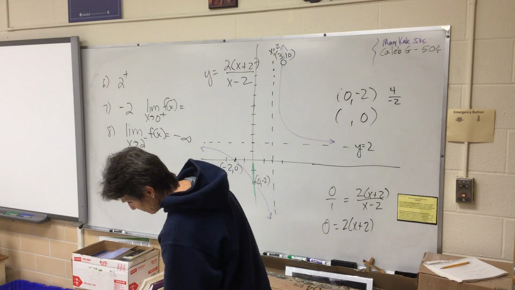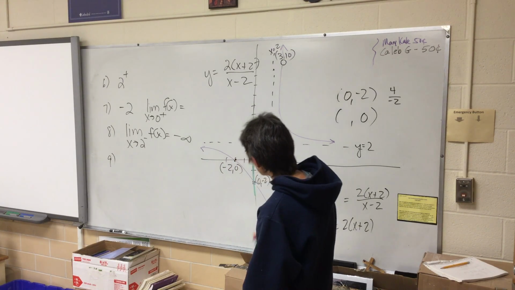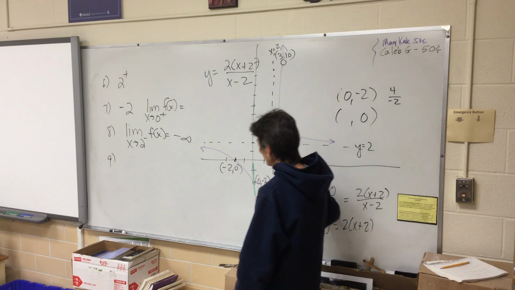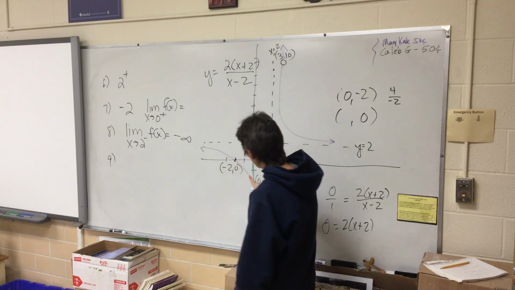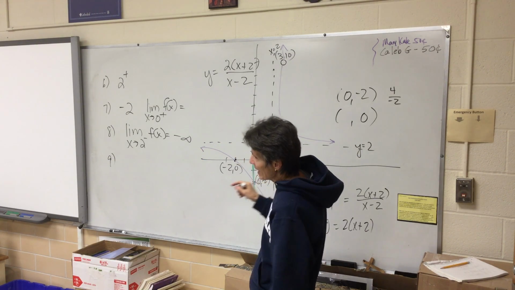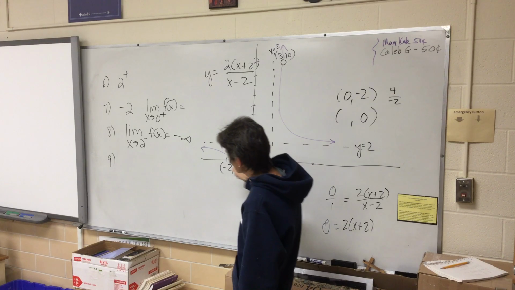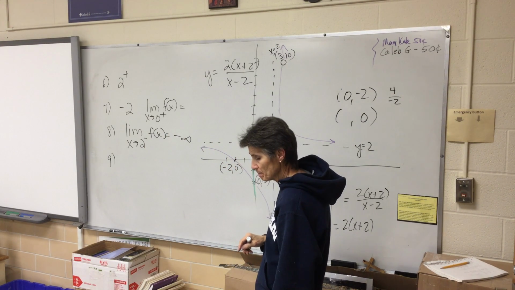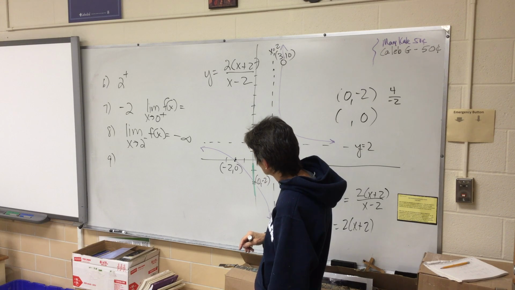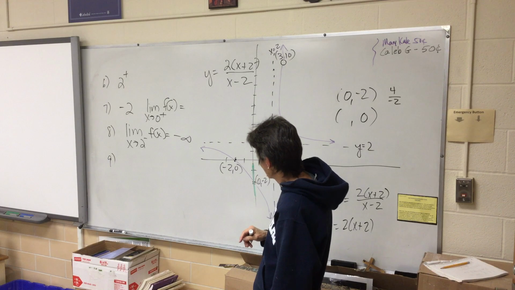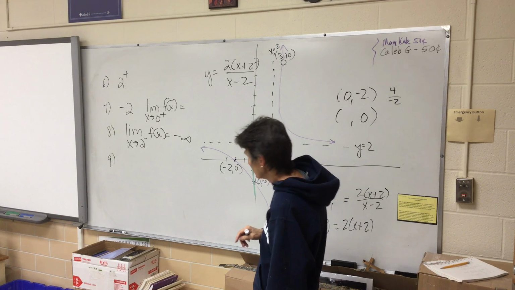All right, number 9. Now we're letting x go to -infinity. So now we're going out this way. What is happening to your curve, the y values of your curve, as you let x just keep on going that way? What happens? What are your y's doing? They're getting closer to the 2.